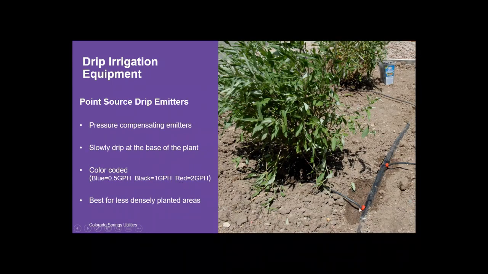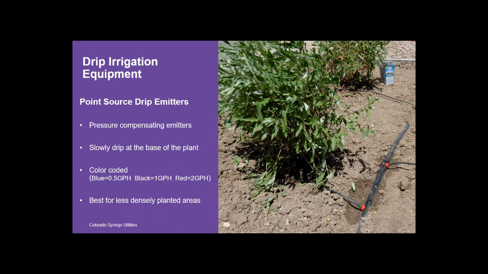So we have pressure compensating emitters. We have red emitters here on this drip line. So again, we have that 1/4 inch tubing distributing that water directly to the base of these plants or these shrubs. It's going to slowly drip that water at the base of the plant.